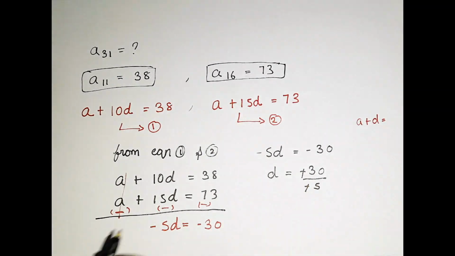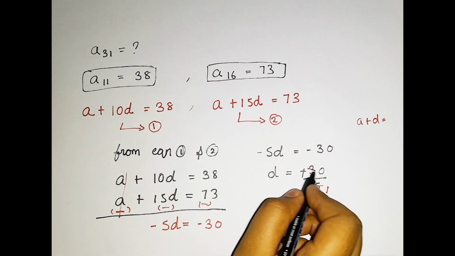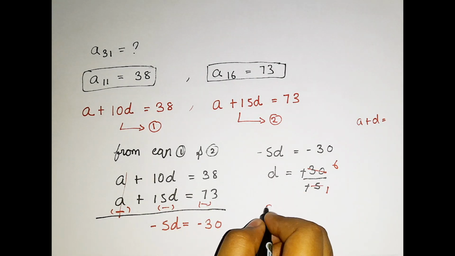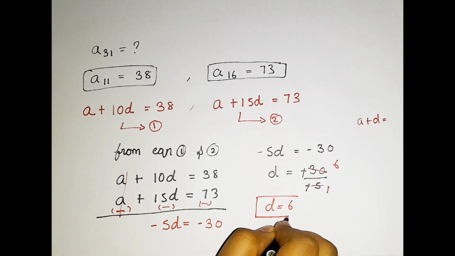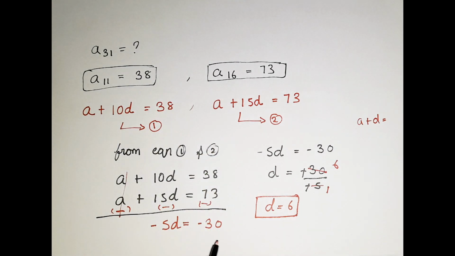Let us cancel the minus sign. Now we can cancel using the fifth table: 1 5 is 5, 7 5s are 35. So D is equal to 7. Now we got the D value, isn't it? By using these two equations, we got the D value. So what is D? D is equal to 7.